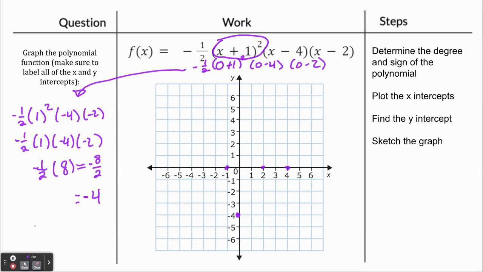So remember we talked about what the general look is going to be kind of like an M. So I'm going to start at the bottom here and go towards my first 0. When I hit this here, it's going to bounce off. Because it is squared, I know it's going all the way down through my y-intercept. Now the rest of my x-intercepts are not squared, so it is going to go through these ones here. And here is a general sketch of this polynomial.